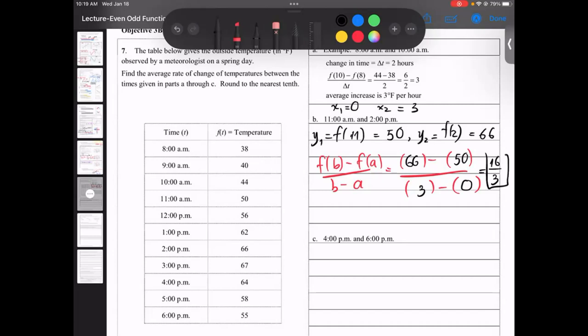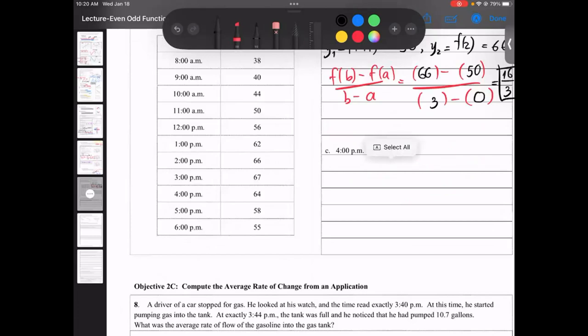I'll tell you why. Now, if you plug in 2 for x2 and then 11 for x1, you get a negative in the denominator, yes? That means you have a positive on the top, negative on the bottom. Overall, you have a negative slope. Negative slope means what? Temperature decreasing or increasing? Decreasing. Is it increasing or decreasing? Increasing, right? So for an application problem like this, you always let the first point be your 0, and then you count from there. Similar. Please practice that.